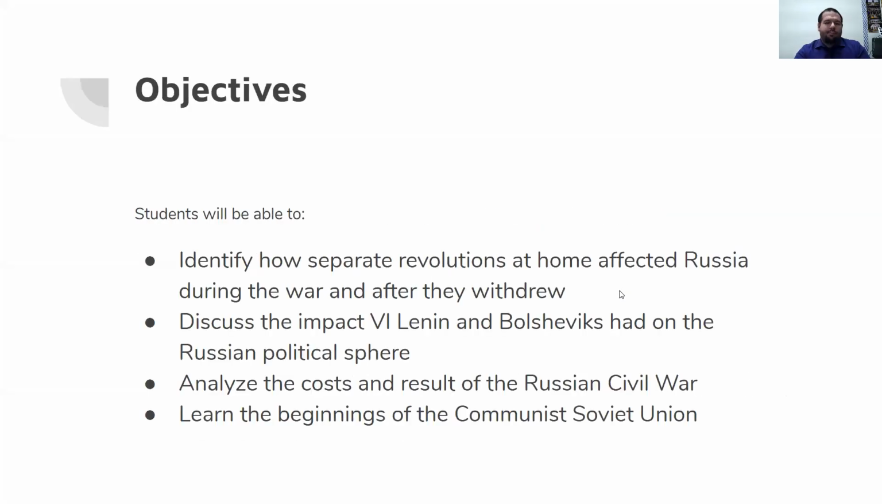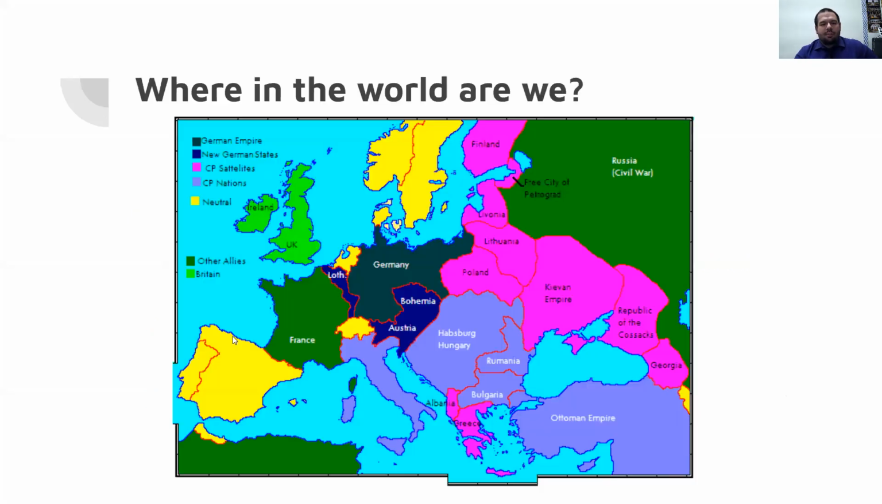So that was your warm-up objectives. We're going to identify how separate revolutions at home affected Russia during the war and after they withdrew. We're going to discuss the impact V.I. Lenin and the Bolsheviks had on the Russian political sphere. We're going to analyze the costs and results of the Russian Civil War. And we're going to learn the beginnings of the communist Soviet Union.